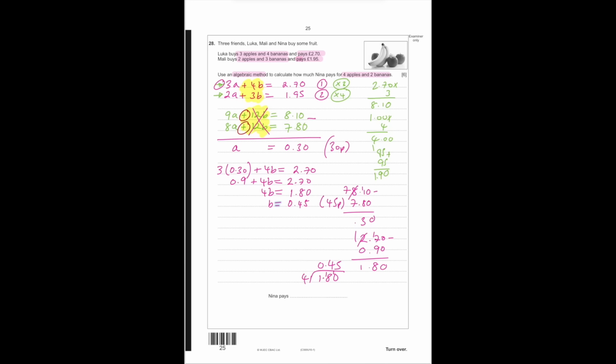Okay, we need to figure out how much Nina pays. So she pays for 4 apples and 2 bananas. So 4 apples is 4 times 30p, which is 120p. 2 bananas is 2 times 45p, which is 90p. So 120 plus 90 is 210 pence, or £2.10. It doesn't matter which one you pop on the answer line, guys.